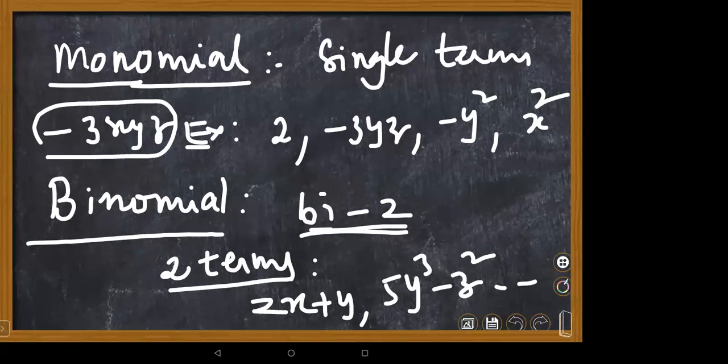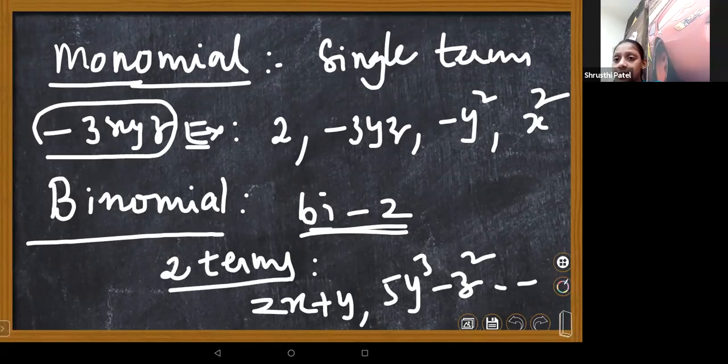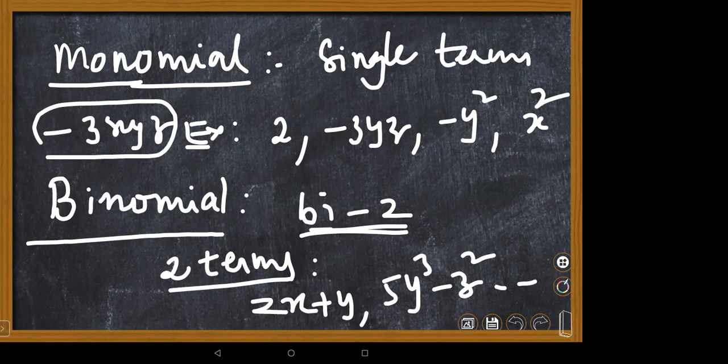The next class I'll continue with the remaining part. And for the next examination, what is your examination? Sunday test. You have a Sunday test on lines and angles as well as this chapter, only till here. What are coefficient, what are like terms, what are binomial, trinomial, like that, only the basic part, not everything.